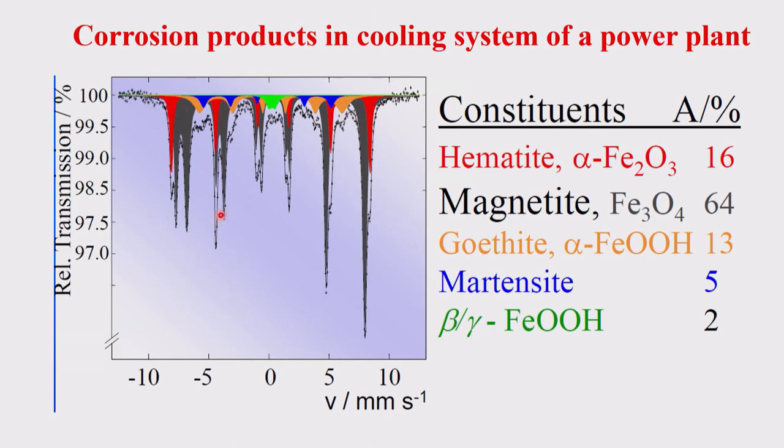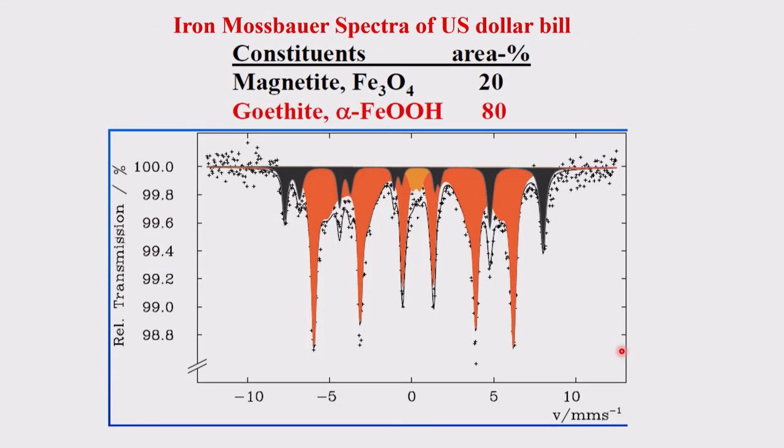So this is done under the magnetic field again, you can see, and this red one is hematite, black one magnetite, the orangish one goethite, bluish maghemite, and green FeOOH. And you can see the percentage you get from the area under the peak. So you can take the area under the peak and make the thing. So in the power plant, whatever is there in the cooling system, the corrosion product is maximum magnetite, followed by hematite, goethite, and other things as well. So these are all composite kind of thing.